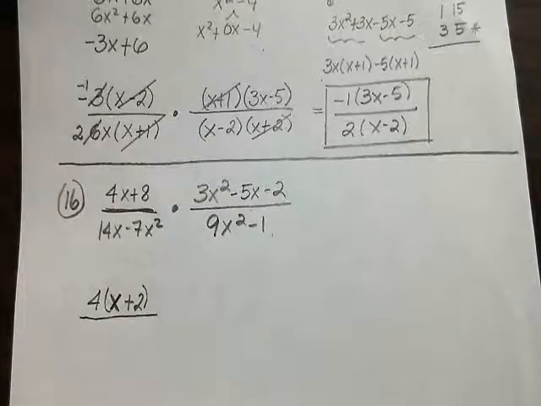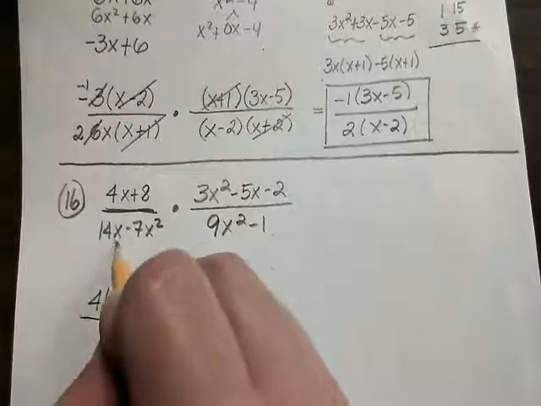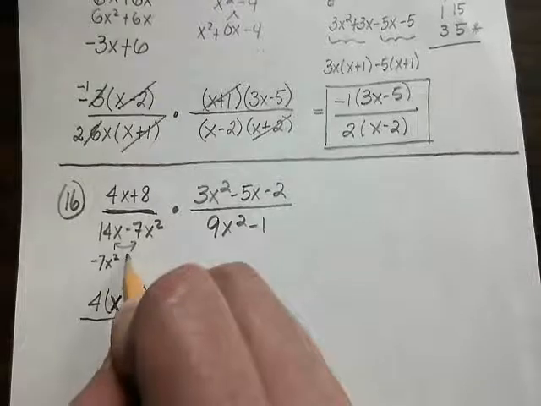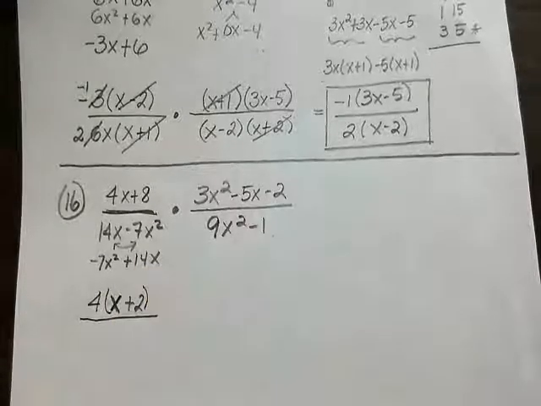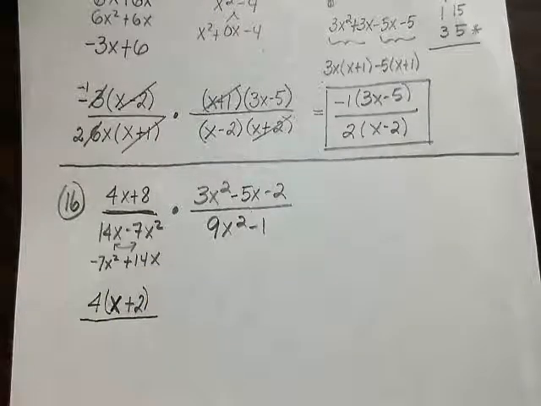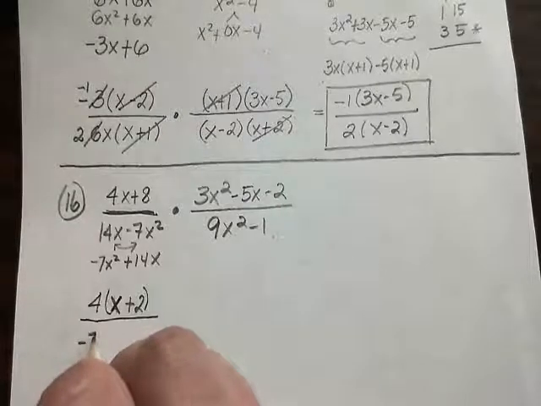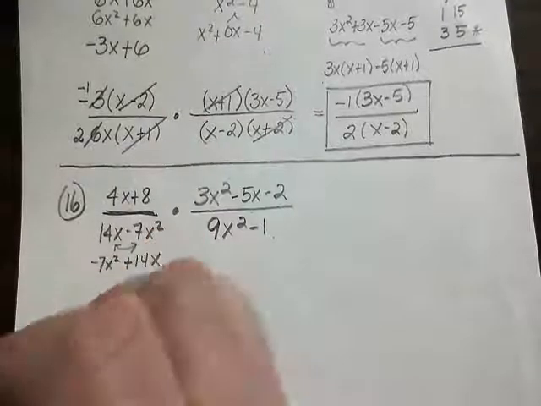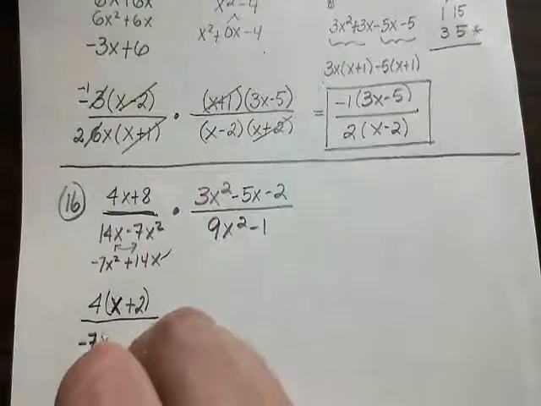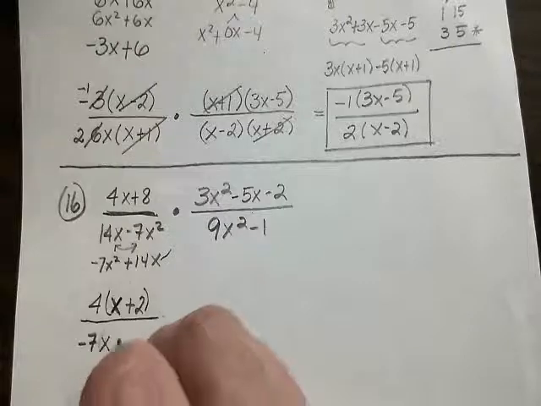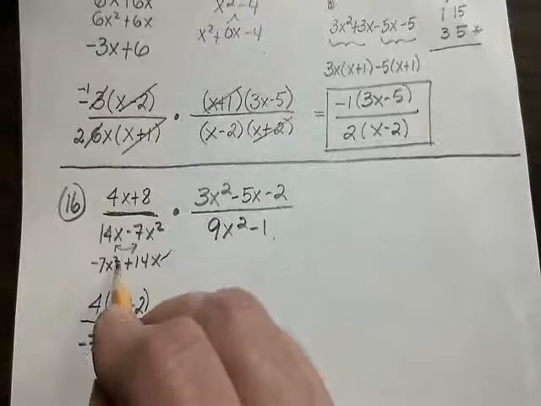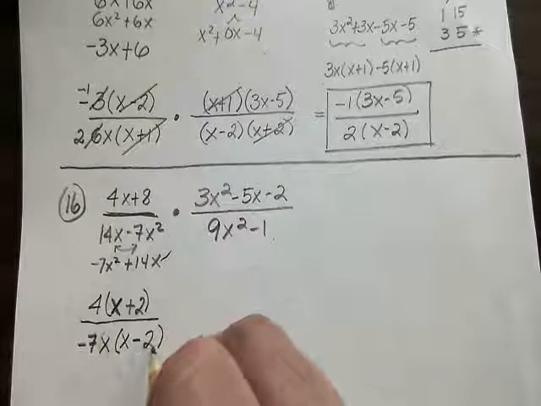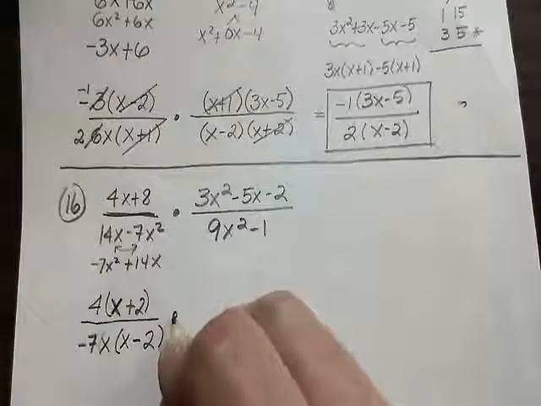Okay, and on the bottom one, I noticed that they are kind of out of order, so I'm going to put negative 7x squared in the front plus 14x on the back. Now I ask myself, what can I factor? I can factor a negative 7, and also can factor out an x because they both have x's, so it'll be negative 7x, and inside the parentheses is going to be x minus 2 times.